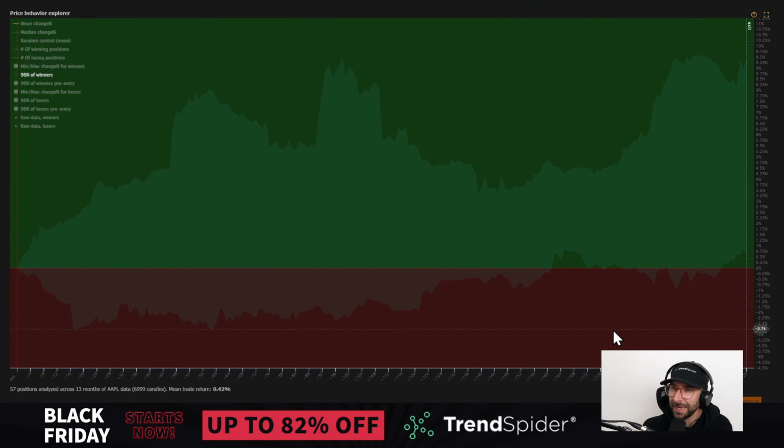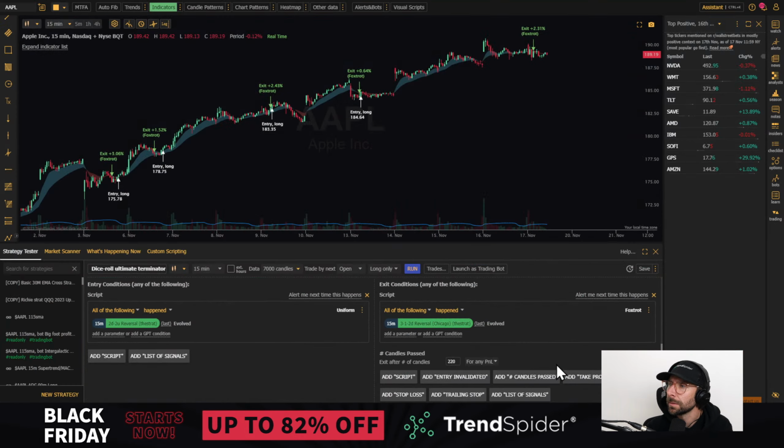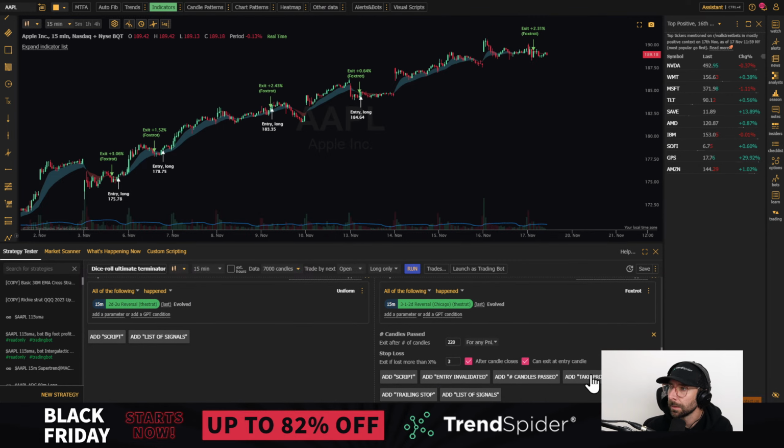And they tend to draw down as much as about 3% before reversing and becoming winners. So this makes me think maybe I should cut out everything below 3% loss, and I should maybe take profit closer to 10. Just to see if that'll change things. Right? So we'll put a stop loss of 3, take profit of 10, and then rerun the test.